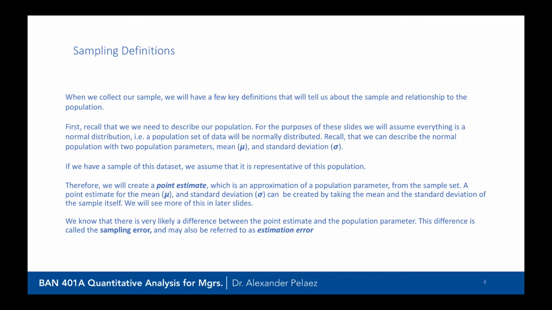When we collect our sample, we have a few key things that we need to know about our sample and its relationship to the population. First, we need to recall that we need to describe our population. And for the purposes of these slides, we're going to assume that everything from this point is a normal distribution.